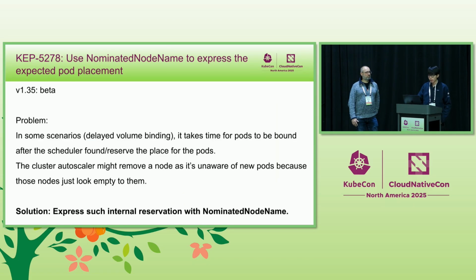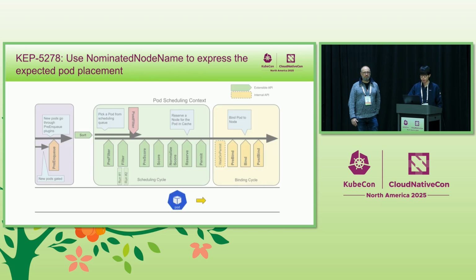What we are doing is using this nominated node name API to expose where the pod is going before actually doing the delayed binding and such.